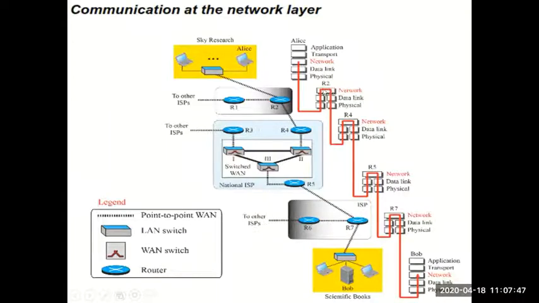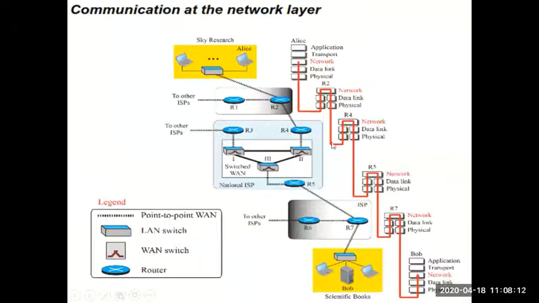So at this network layer, it will check what is the destination. Bob is the destination, who is in Scientific Books, and it will have an entry in its table telling it should go to router R4 as its next hop. So from R2, it will now forward the packet to router R4. R4 is the next hop for this network.